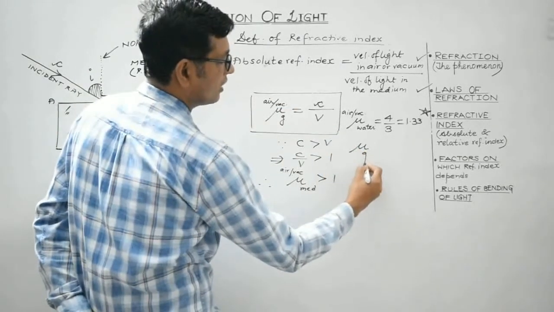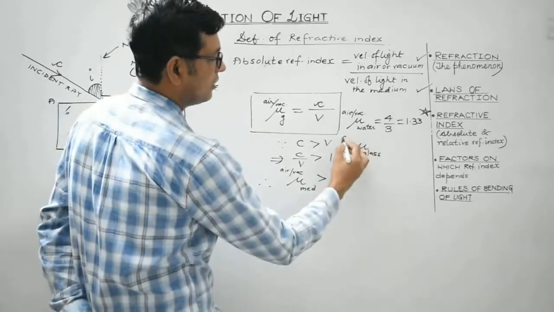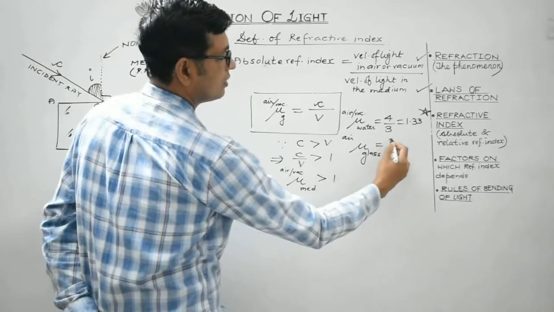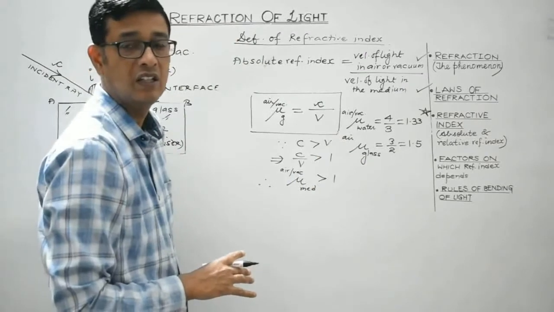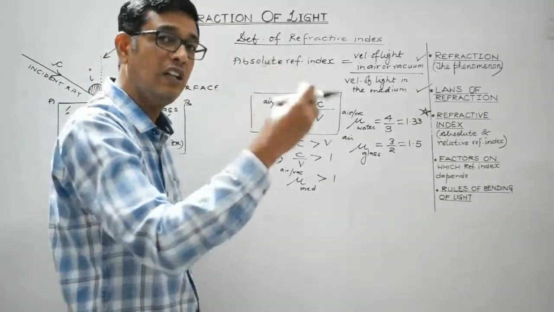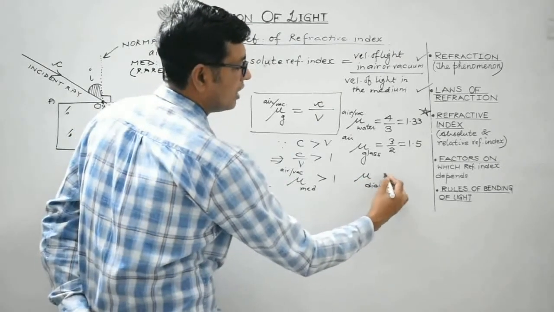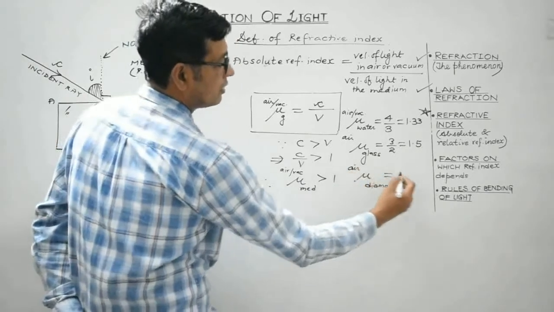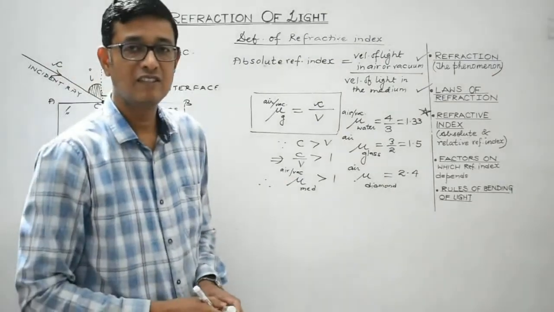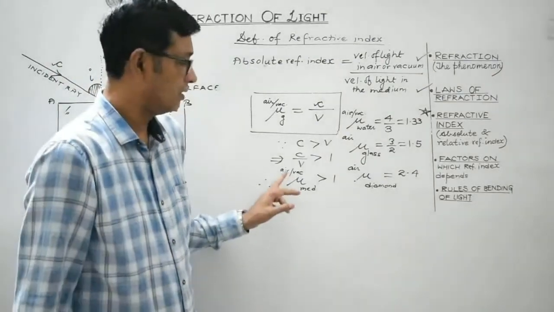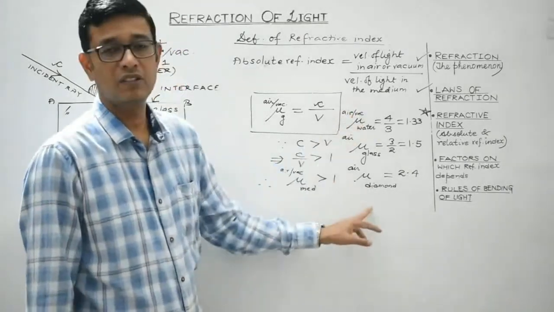Absolute refractive index of glass. There are various types of glass, crown glass, flint glass, but normally the absolute refractive index of glass is 3 by 2. That is 1.5. Again, absolute refractive index of glass means refractive index of glass with respect to air or vacuum. Refractive index of diamond. Diamond is one of the hardest known materials. It is 2.4. So please mark my words, the absolute refractive index of a medium is always greater than 1. These are a few examples.